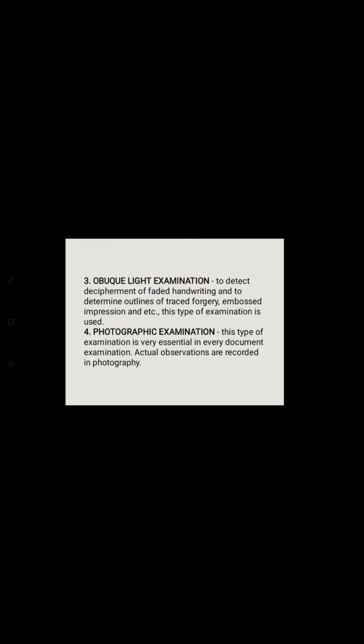Next is photographic examination. This type of examination is very essential in questioned document examination. Actual observations are recorded in photography. So, diri sa photographic examination, ang document is ginapicturean nila para i-examine, gamitan og by the use of cameras, photography.